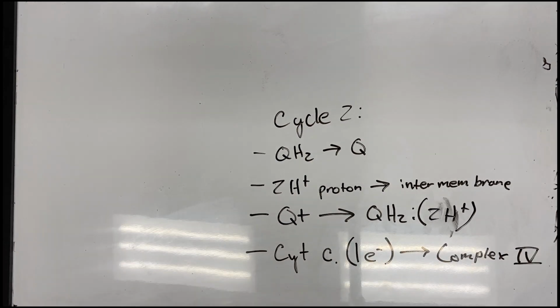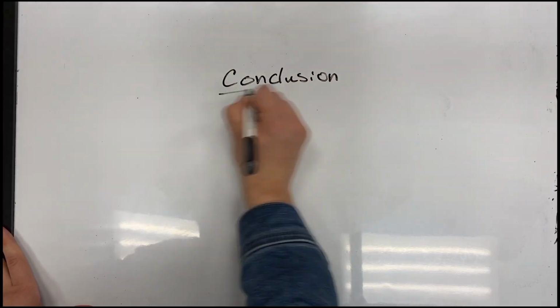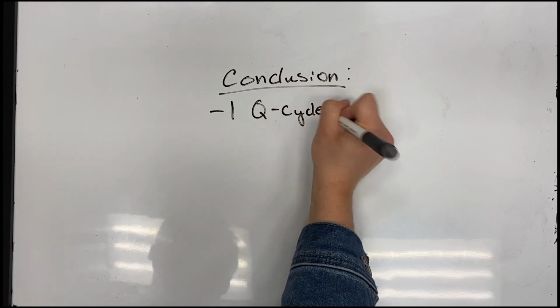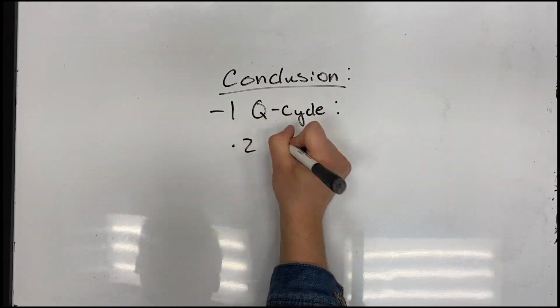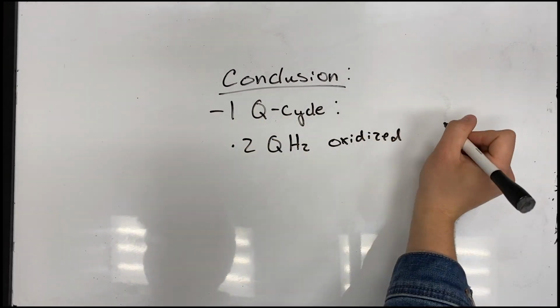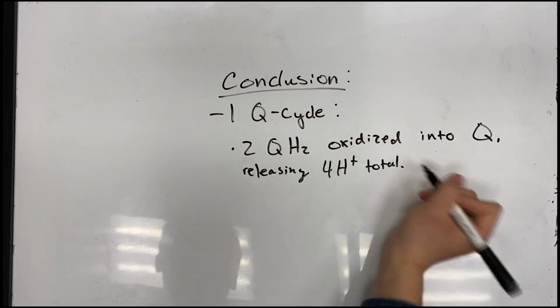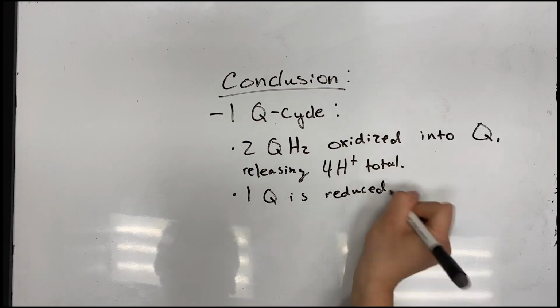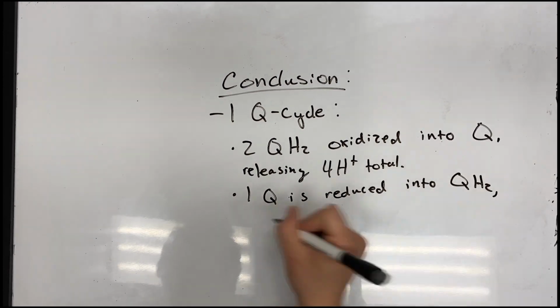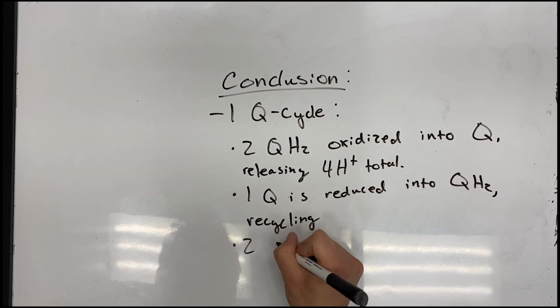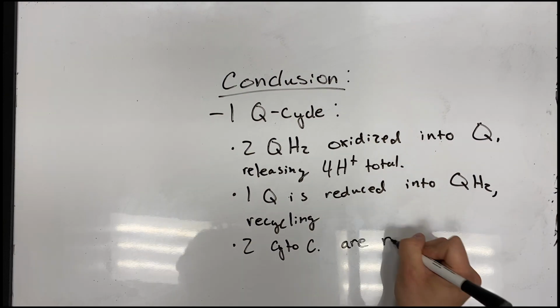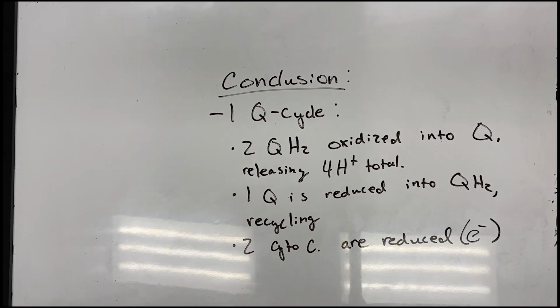However, in total, in 1 cycle of the Q cycle, we should probably deduce what we get. We receive 2 ubiquinol oxidized into ubiquinone. Through this process, we have 4 hydrogen protons released, and we have 1 quinone reduced into ubiquinol, which is used for recycling. And finally, we have those 2 cytochrome C reduced, 1 electron each.